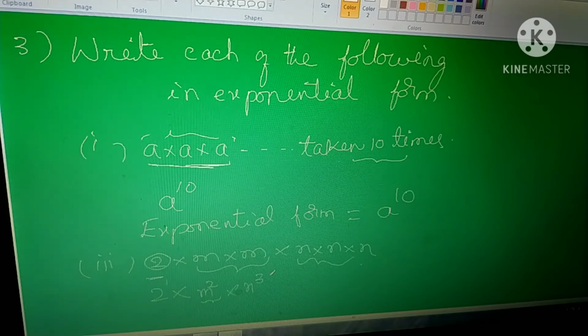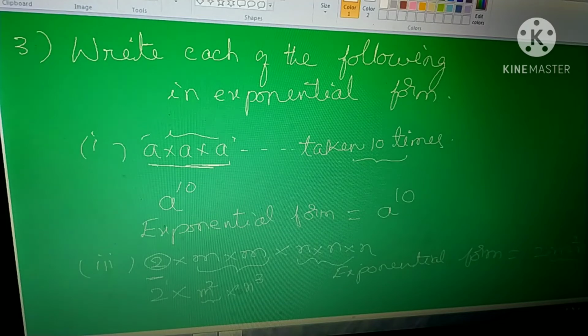So for this one I am writing the steps here. See here. First, exponential form of m. Exponential form is equal to, so for the total I am writing by removing these multiplications. See here, 2m square n cube. Here, where nothing is written in between, this is multiplication only. You have to understand that. 2m square n cube.